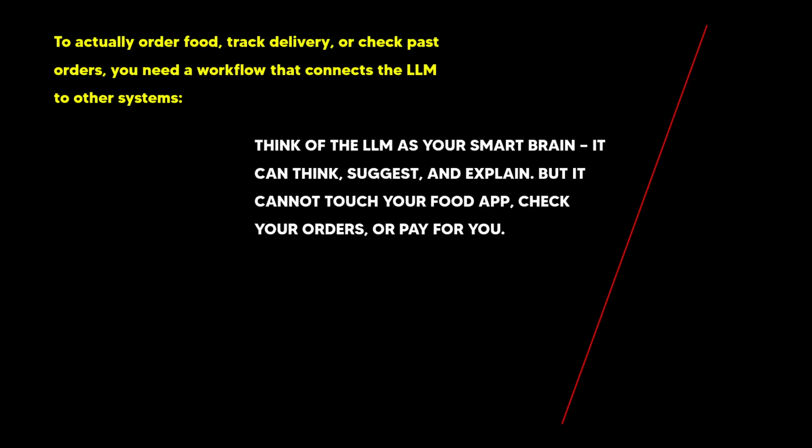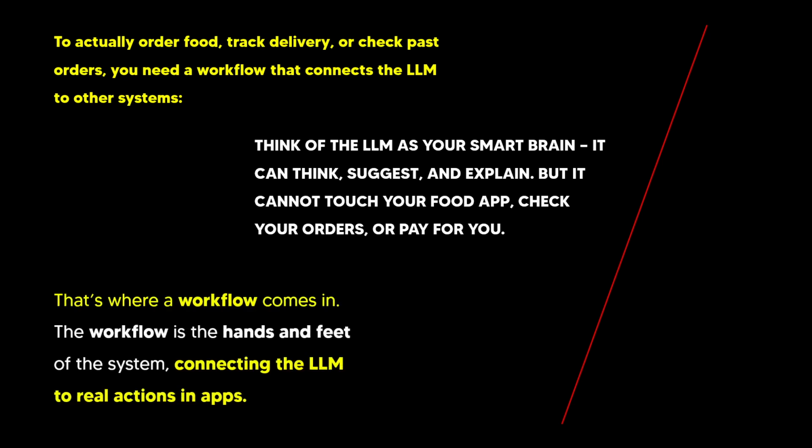And think of LLM as your smart brain. Like I said from the beginning, it can think, suggest, and explain. So you see these three parts. This is what LLMs can simply do. It can only think for you, right? It can suggest and then only explain. It cannot act or reason. Okay, that's it. So have those three things in mind: think, suggest, and explain.